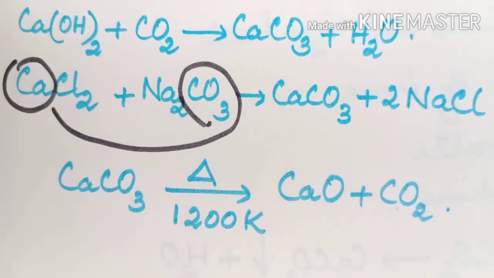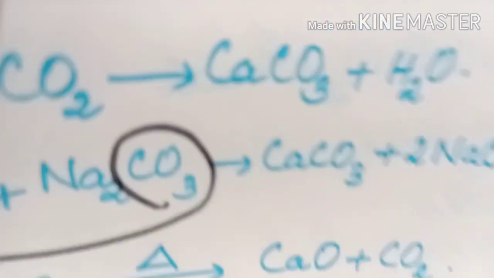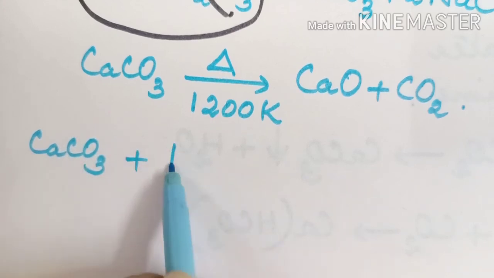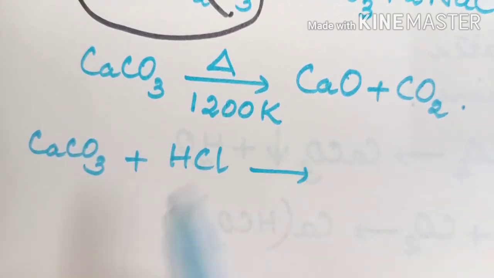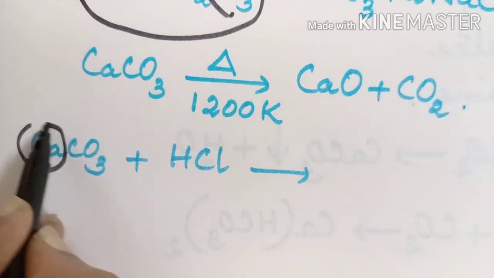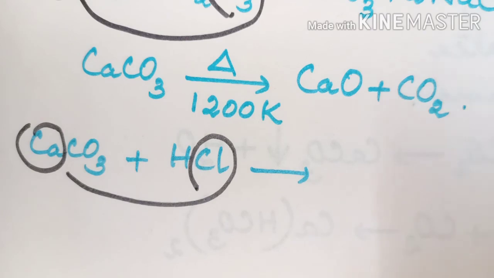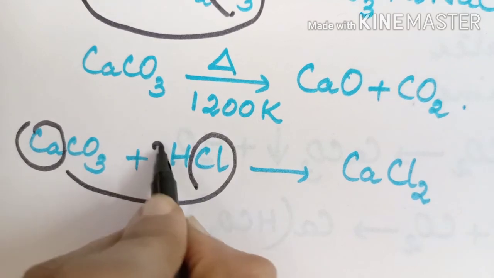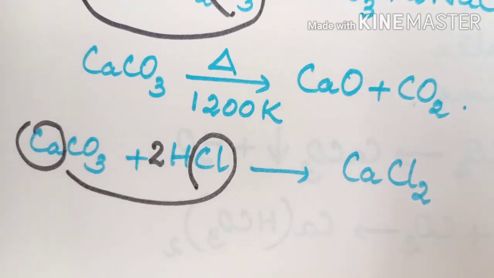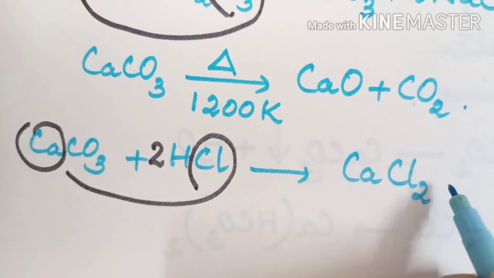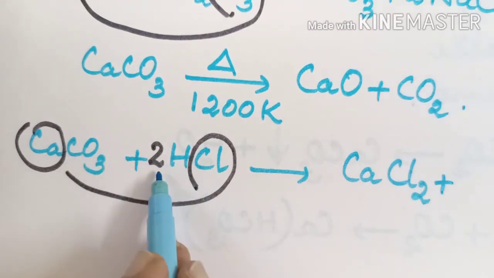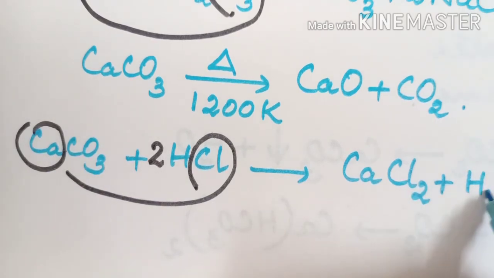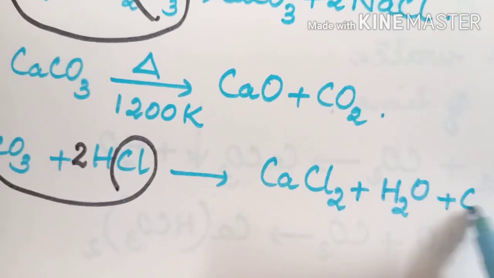Now, what are the reactions of calcium carbonate? Calcium carbonate reacts with hydrochloric acid. So what will be the product formed? It will react and produce calcium chloride, for which we require 2 molecules of hydrogen chloride. So then you get calcium chloride along with H2CO3. H2CO3 is carbonic acid, which decomposes to form water and carbon dioxide.